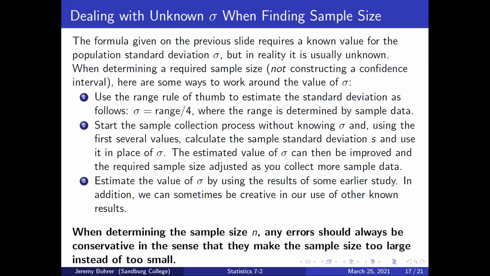Start the sample collection process without knowing sigma, and using the first several values, calculate the sample standard deviation S and use it in place of sigma. The estimated value of sigma can then be improved and the required sample size adjusted as you collect more sample data. Estimate the value of sigma by using the results of some earlier study. In addition, we can sometimes be creative in our use of other known results. When determining the sample size n, any errors should always be conservative in the sense that they make the sample size too large instead of too small.